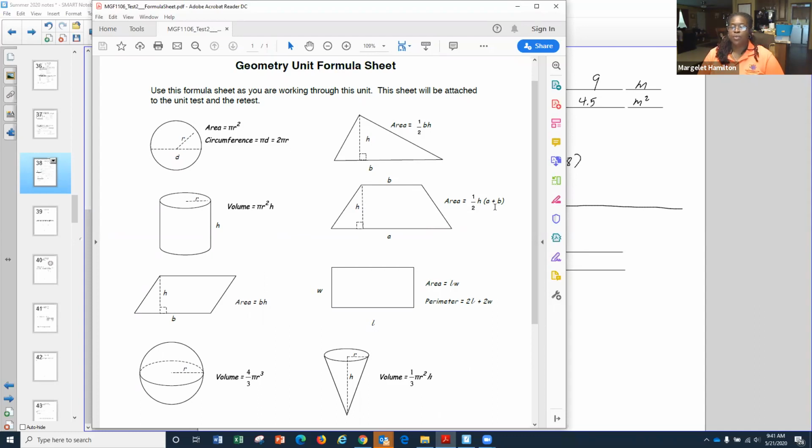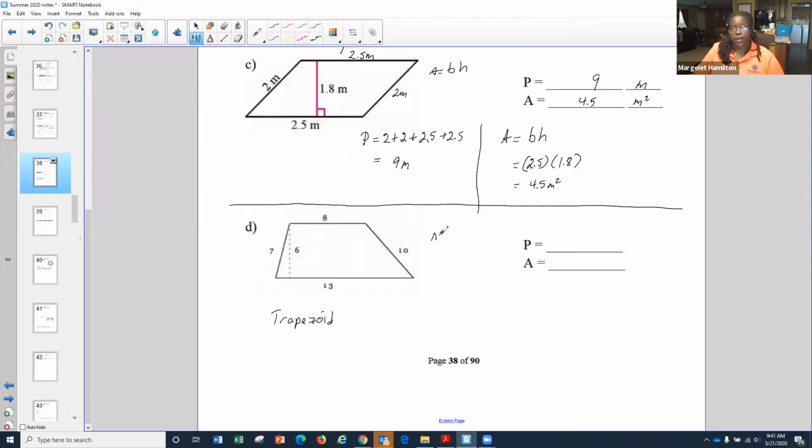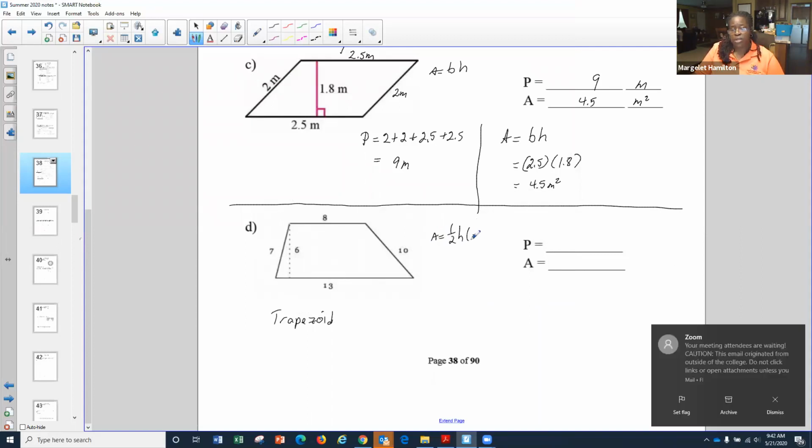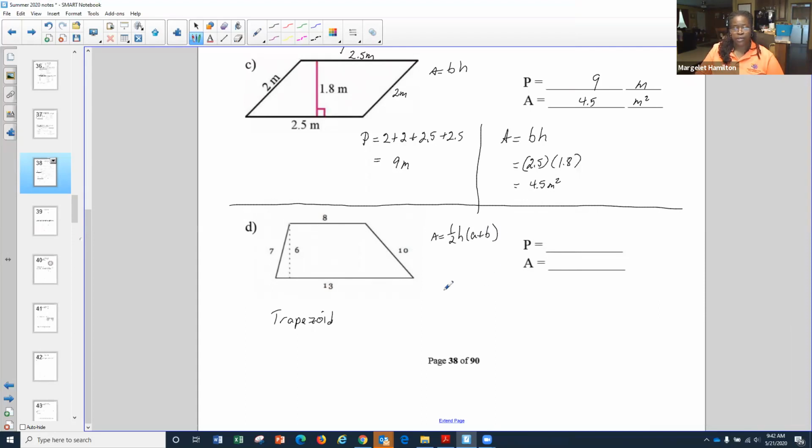But notice when we put it in here, we're just adding those numbers together. So it doesn't matter which one you put first or second in there, you're still adding them together. It's okay. So 1/2 h times a plus b. So area equals 1/2 h times a plus b. Okay. So now let's go ahead and work it.